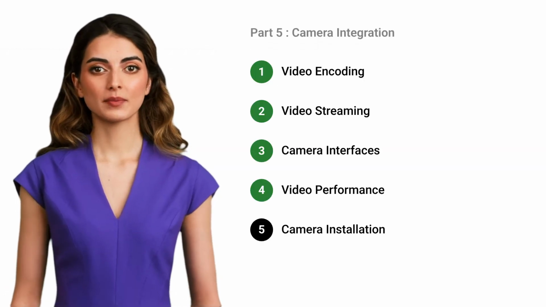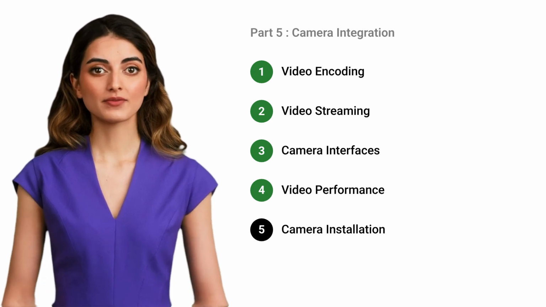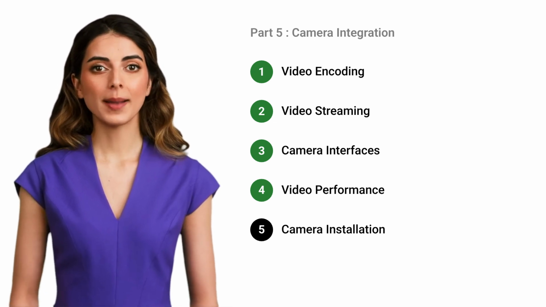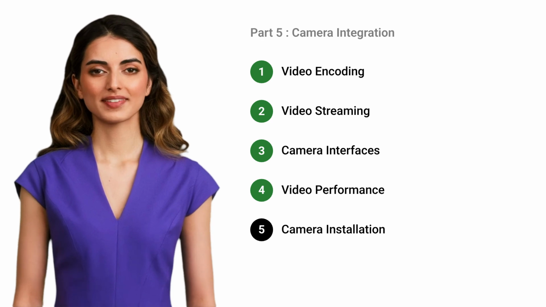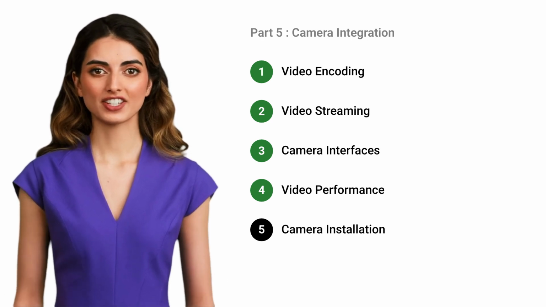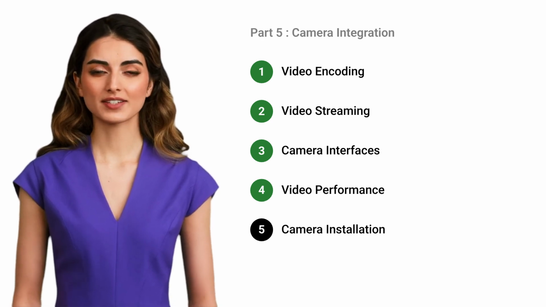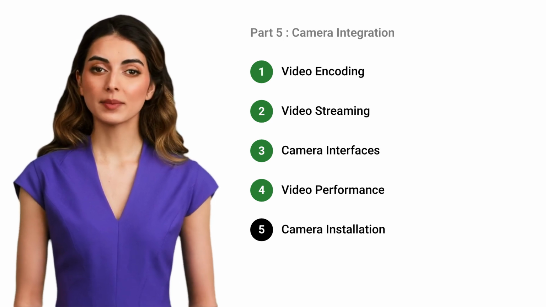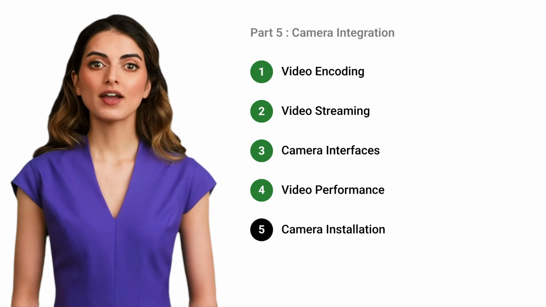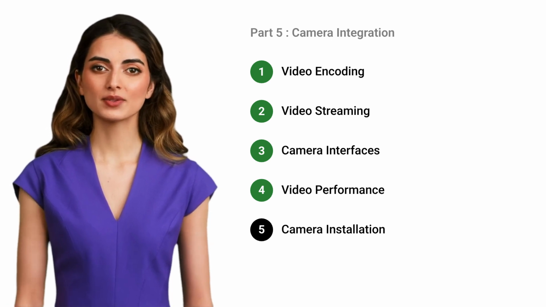We have now completed video performance and understood the key factors that influence video quality, responsiveness, and multi-camera operation. Next, let us move to camera installation, where we will look at how camera placement, orientation, calibration, mounting, and power integration affect the overall effectiveness of the vehicle's vision system.